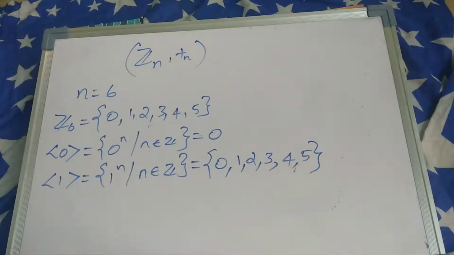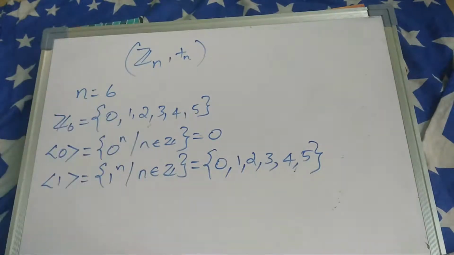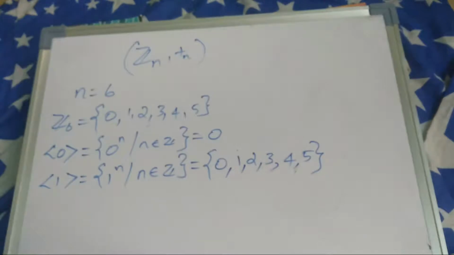So 1 power 6 is 6. With respect to modulo 6, it is going to be 0. 1 power 7 is 7. With respect to modulo 6, it is going to be 1. 1 power 8 is going to be 8, which under modulo 6 is going to be 2. So it goes on. So it repeats. So positive powers are exhausted. Now we come to negative powers.